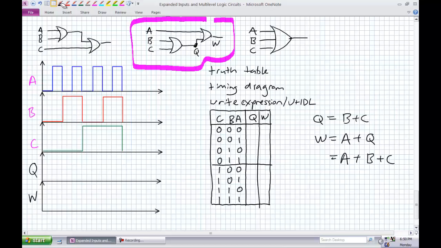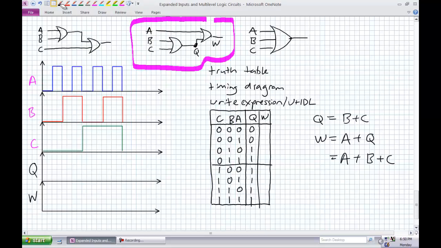Let's go ahead and confirm that with Q. In our truth table, Q is B or C. So anytime there's a high in columns for B or C, there's a high in our output. There's one, there's one, there's one, there's one, there's one, there's one. We have just come up with the expression Q, which is our intermediary value. And again, you don't have to use them, I'm recommending you do.